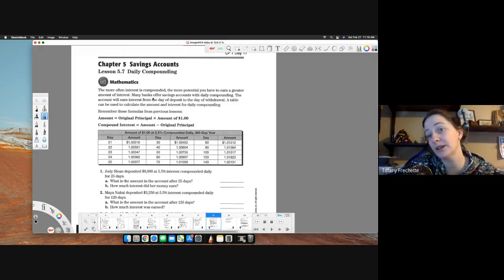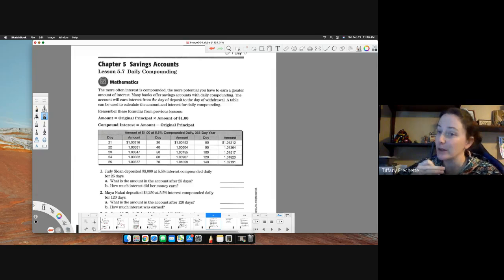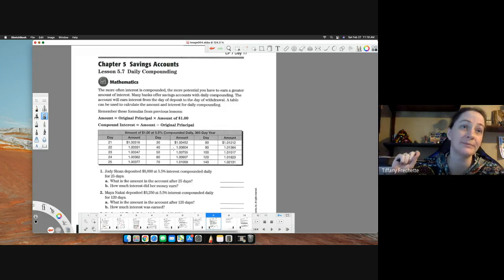So we've been doing quite a few different interest calculations over the last couple of lessons. We started with simple interest, then we went to compounding with longer calculations in Section 5. Section 6 introduced us to this table idea where we're given the number to calculate by instead of having to do each period. And now we're going to look at daily compounding.